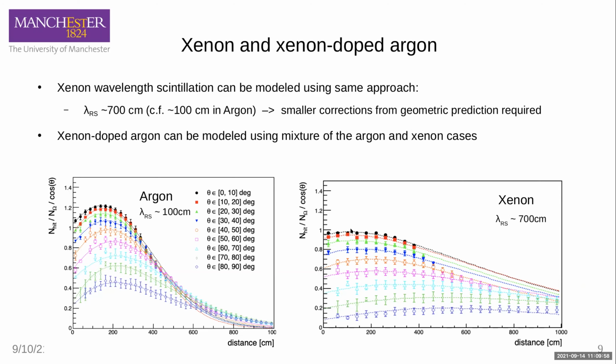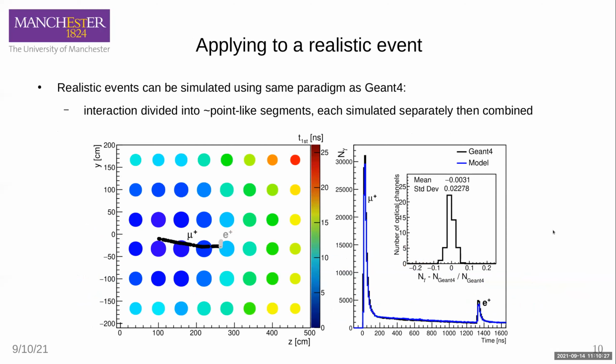And in the xenon case, these are now much flatter, without this sharp drop off at large distances. They're also much closer to the value of cos theta. This is divided through by cos theta, which indicates that there is no correction from geometry. We can then simulate xenon-doped argon using a mixture of these two cases, so some fraction of your light simulated at argon wavelengths and the remainder at xenon wavelengths, where the exact fractions depend, of course, on the level of doping present.